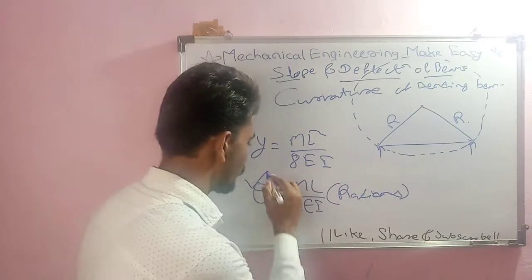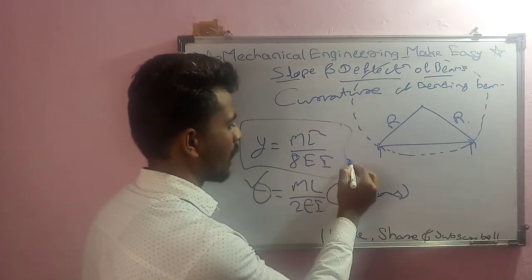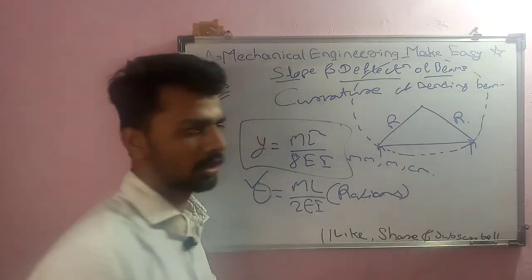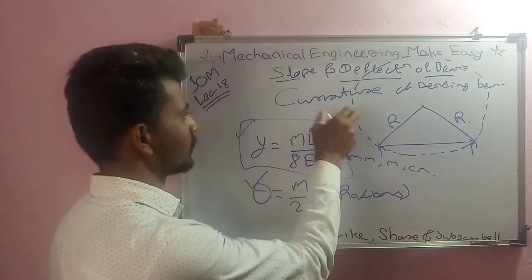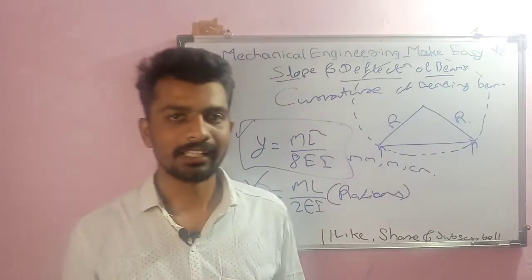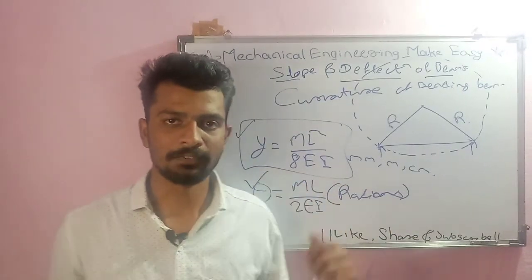Okay, so this theta value will always be in radians, and this y may be in mm, meter or centimeter, depending on what kind of units you are taking. So this is one standard case. If the beam forms one circular arc, then in that case these are the formulas for calculation of slope and deflection.